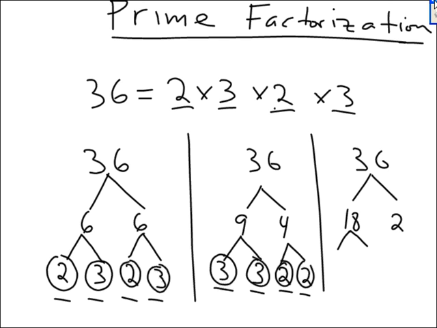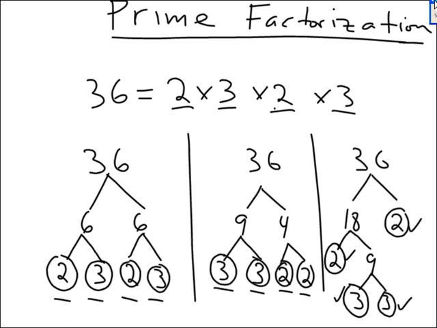18. 2 times 9. Or if you prefer, 6 times 3. Well, 2 is prime. 9 is not. 9 is 3 times 3. And both of these 3's are prime. Just like that 2 up there is prime. So, once again, we have two 2's and two 3's.